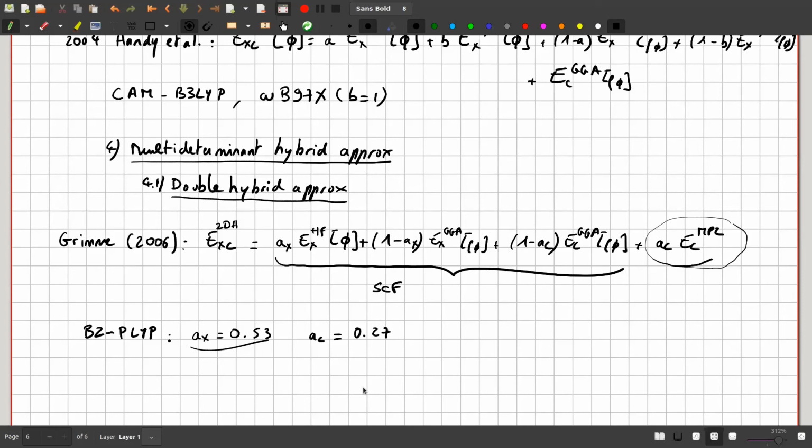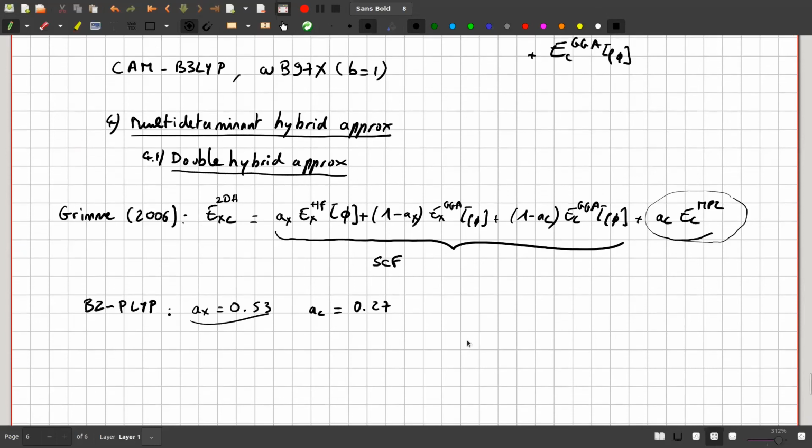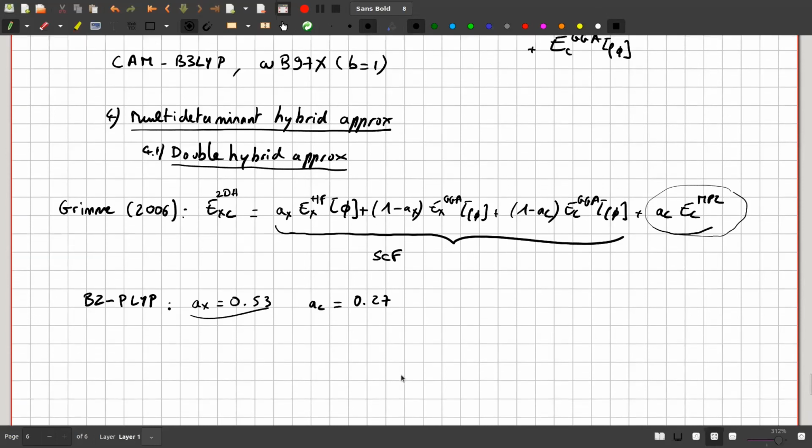Now the question is, are the parameters optimized with respect to empirical results or more accurate methods like CCSD(T), or else? Well, it depends. In some cases, it can be empirical results, I mean experimental data, or sometimes it can be methods like CCSD(T). I think most of the time it's experimental data, but okay.